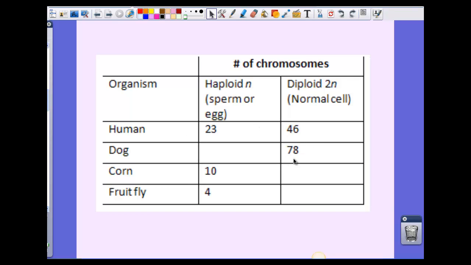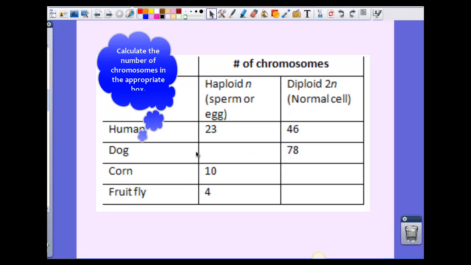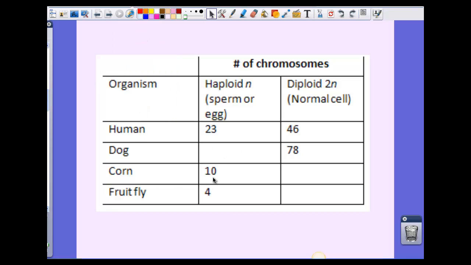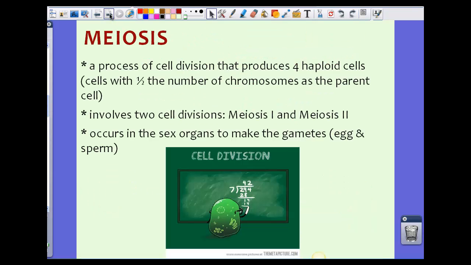If we take a look at dogs, dogs have 78 chromosomes. That's their total number of chromosomes. So this is 2N. If we were to find the haploid number of that, what would that be? Write your answer here. Take a look at corn. Corn's haploid number is 10. So if we were to double that, it would be the diploid number. Same with fruit flies. So write your answers here. We'll go over those in class.